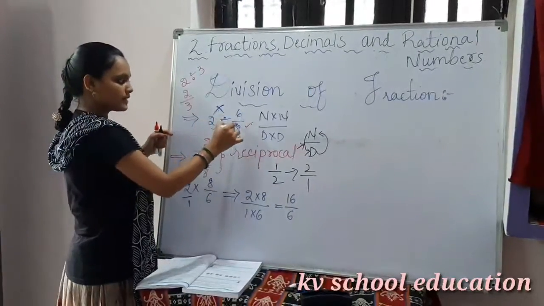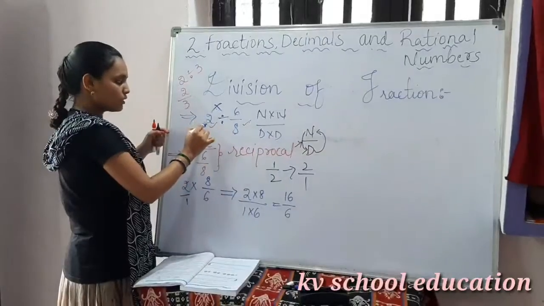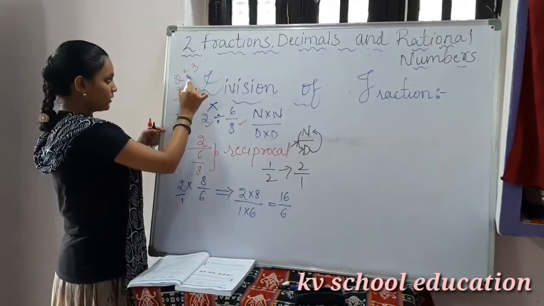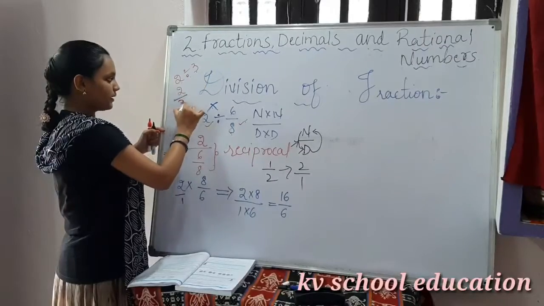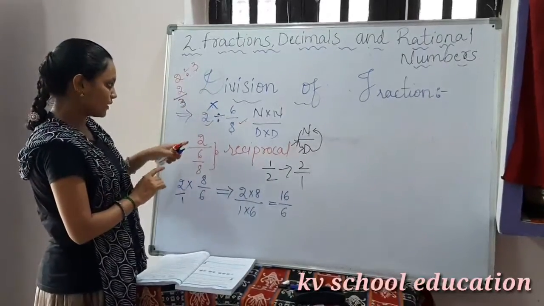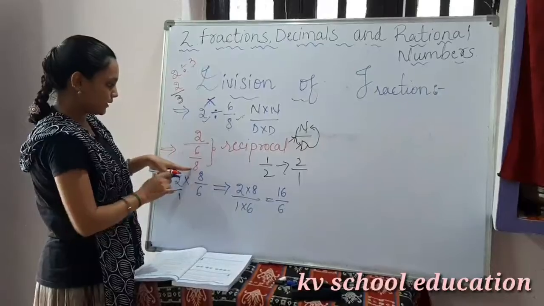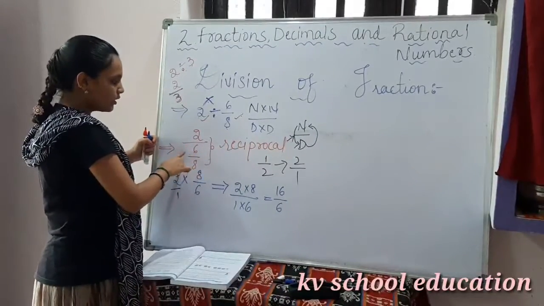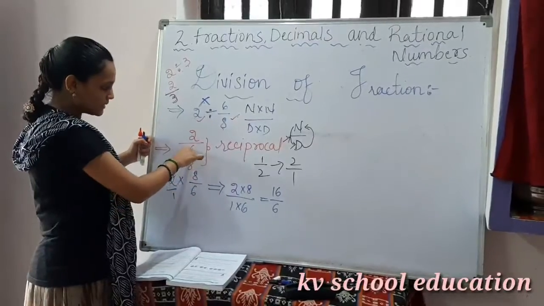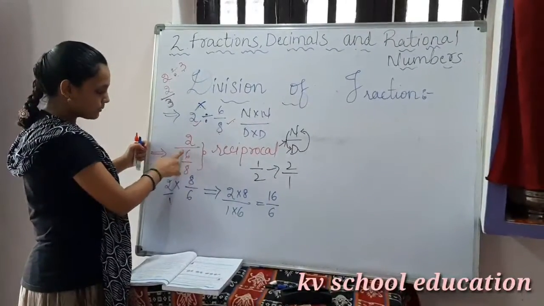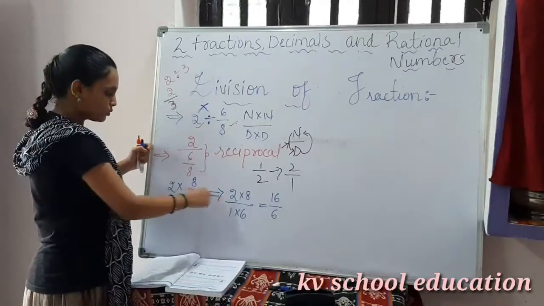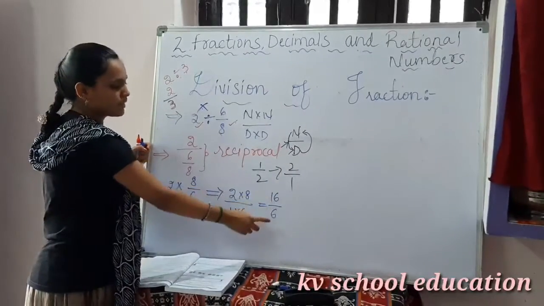2 divided by 6 by 8. 2 is a whole number. 6 by 8 is a fraction. So here 2 divided by 3 we write 2 by 3 directly. So here 2 by 6 by 8. It is very long, so we should take the reciprocal of 6 by 8. So 2 into 8 by 6. It replaces. So 8 by 6. So here 2 by 1. So 2 into 8, 1 into 6, 16 by 6.